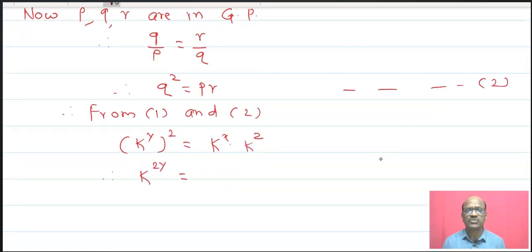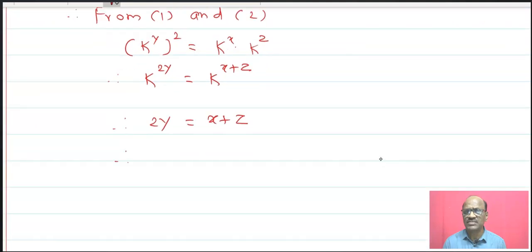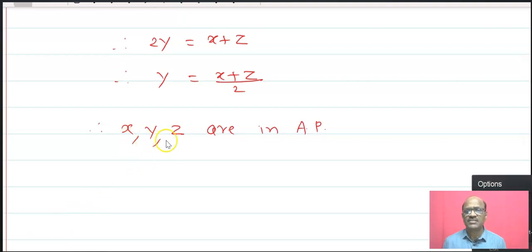k raised to 2y is equal to k raised to x plus z, and that's why 2y is equal to x plus z, and y is equal to x plus z upon 2, and that's why x, y, z are in AP. When x, y, z are in AP, then y is equal to z plus x upon 2, and that's why we say that x, y, z are in AP.